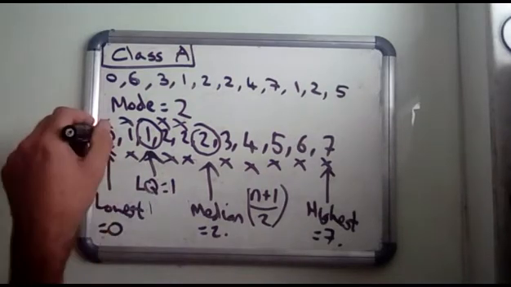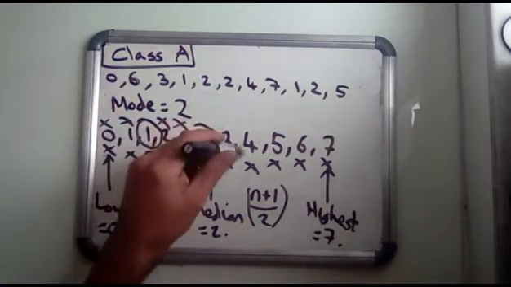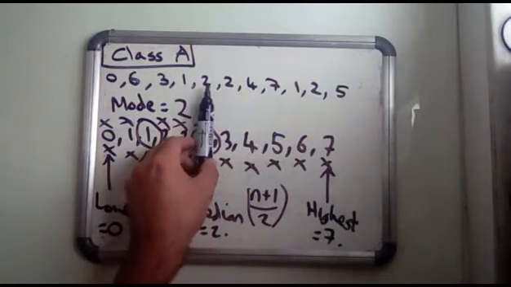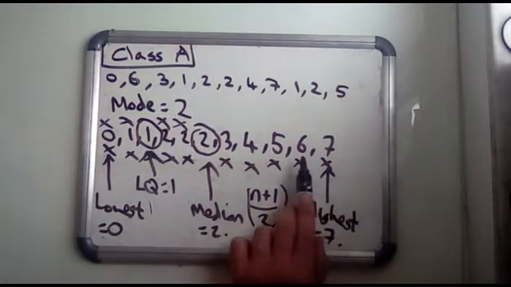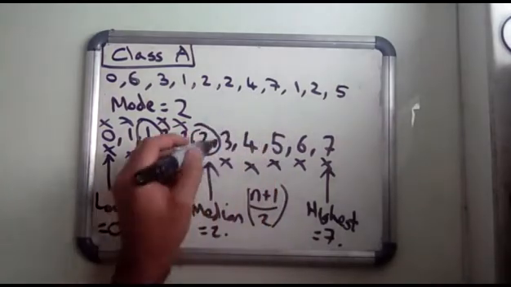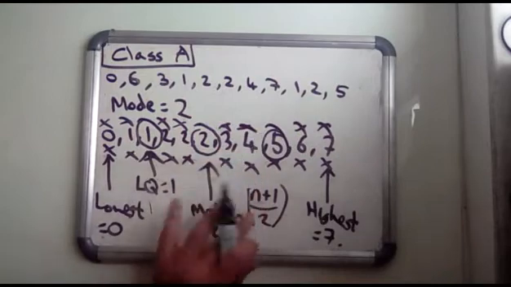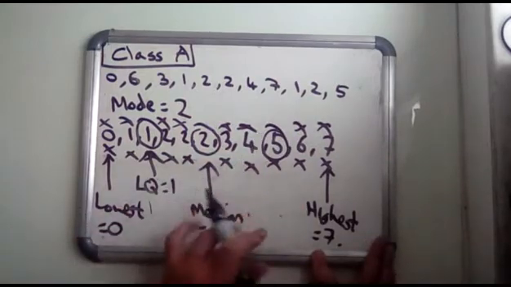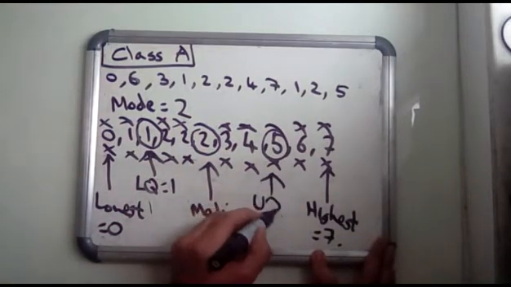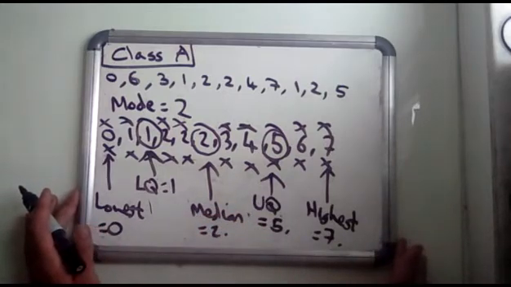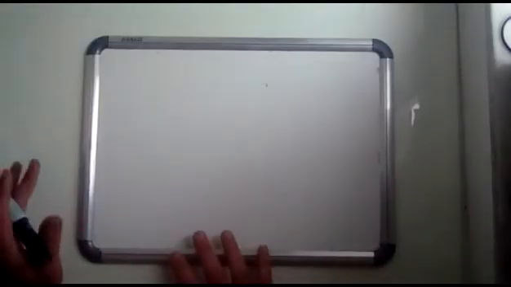Now, for the upper quartile, I'm looking at these numbers here, the upper half of the data, split in half by this 2. I can either take the third number from this end, which is 5, or I could cross off, and it's still a 5. So the upper quartile is 5.